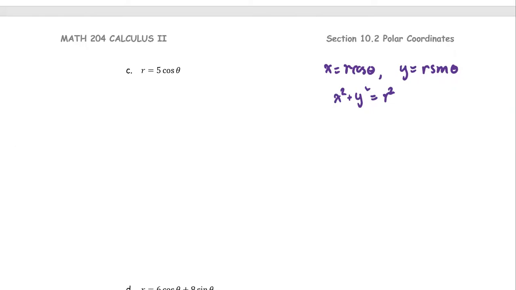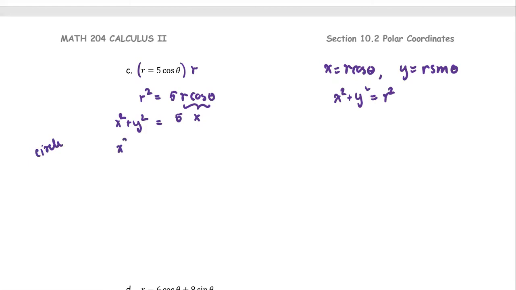So in this case, we have to adjust it a little bit by multiplying both sides by r, to get r squared equals 5 times r times cosine theta. Now we can see r times cosine theta can be replaced with x, and r squared is x squared plus y squared. This is the square of x plus the square of y, which potentially is a circle equation.